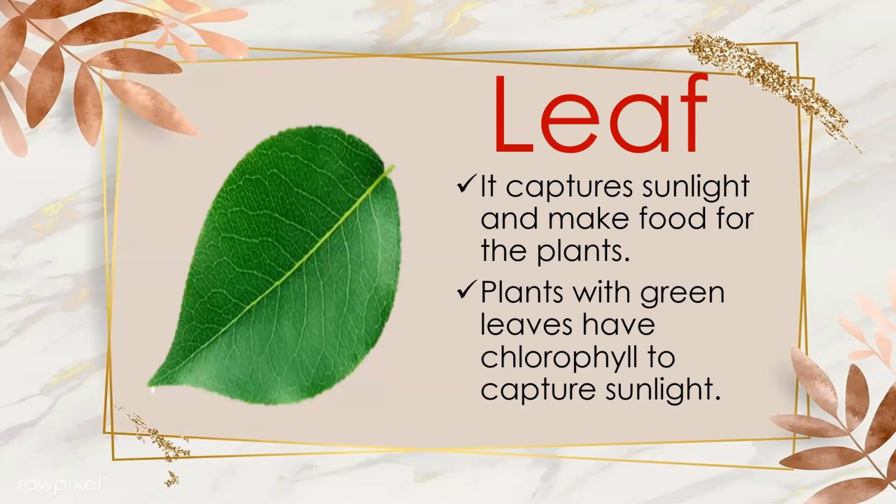Okay, so next we have leaf. Again, leaf. So leaf captures sunlight and makes food for the plant. Again, it captures sunlight and makes food for the plant. Okay, so plants with green leaves have chlorophyll to capture sunlight.